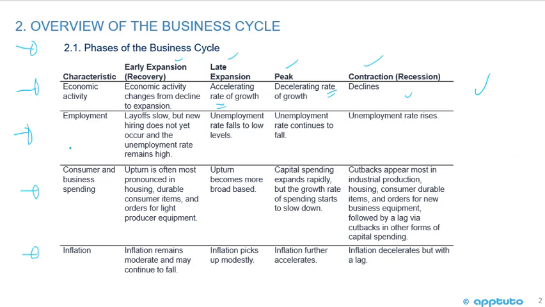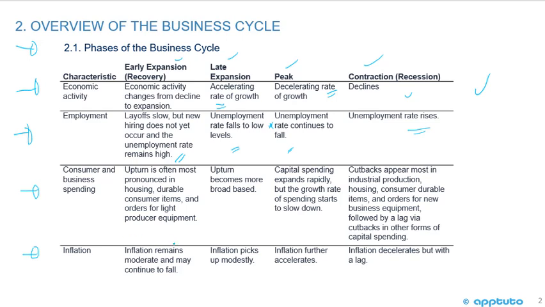With regards to employment, in the early expansion, layoffs slow down, but new hiring does not yet occur, and the unemployment rate remains high. In late expansion, unemployment rates fall to low levels. At the peak, unemployment rate continues to fall, so the rate is continuing to fall at the peak, and during the contraction recession, the unemployment rate rises.